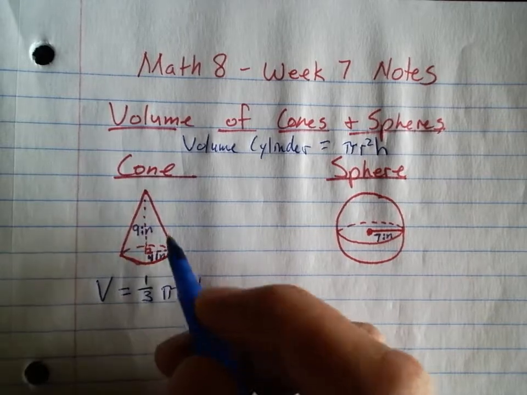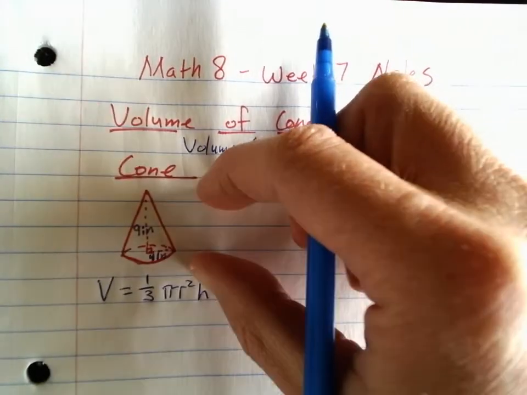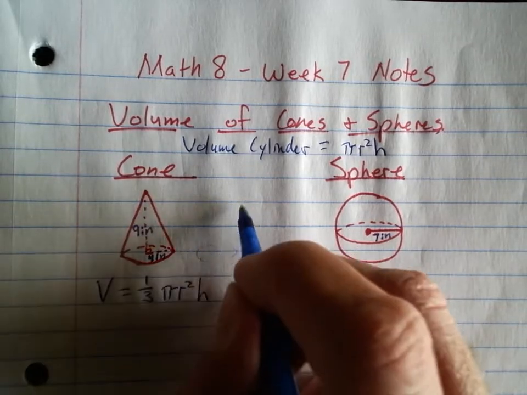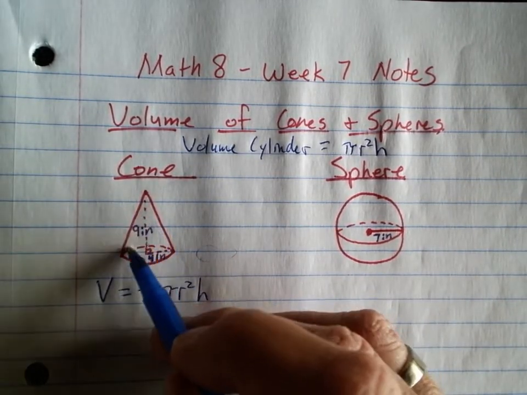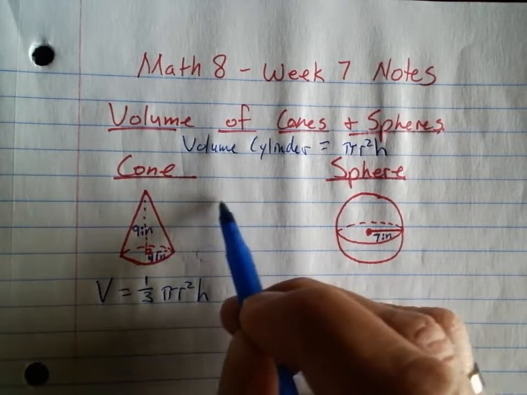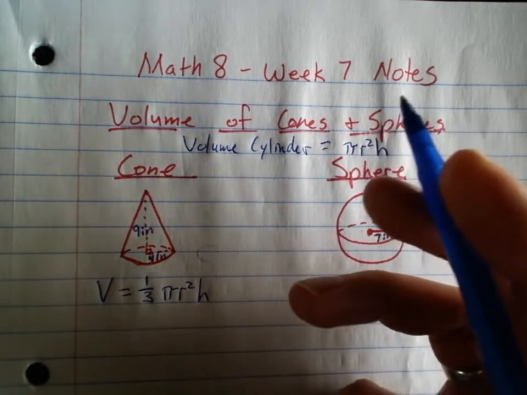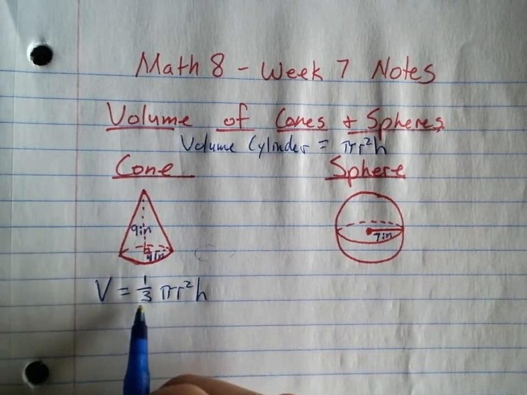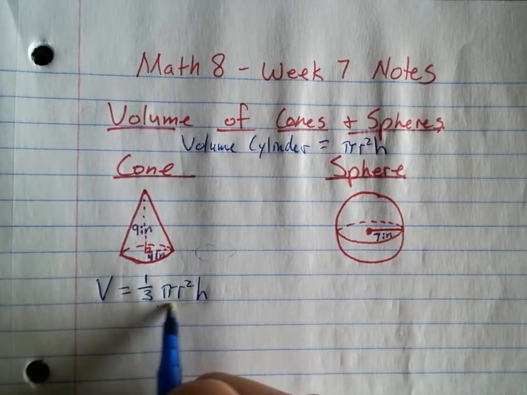Because if you had a cylinder right next to this that had the same exact height and the same exact base, and you filled this cone with water, you'd be able to pour 3 of those cones perfectly into a cylinder of the same height. Pretty cool, right? So to find the volume of this cone, you do 1/3 of that same formula we used last week.